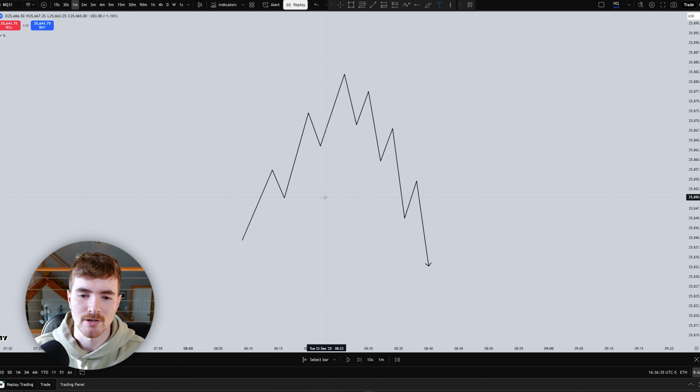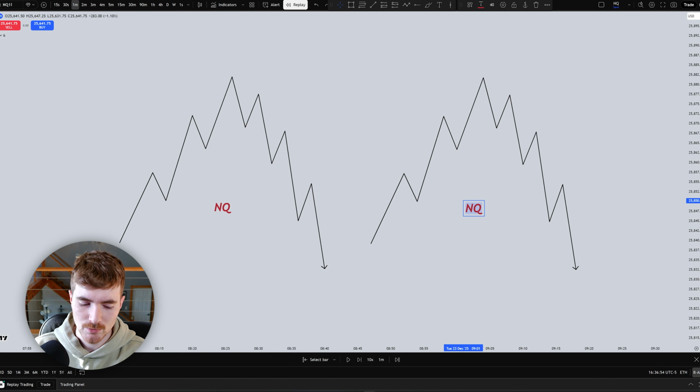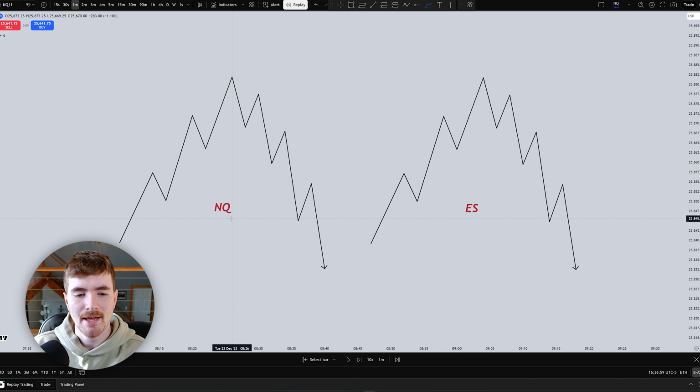SMT divergence is a very simple concept. Here I'm looking at a NASDAQ chart. And as you can see, I've copied this chart over here, and instead of labeling this NQ, I'm going to label it ES. The reason I'm doing this is because the NASDAQ and the S&P 500 move in a correlated pair, which means that when NQ moves higher, ES also moves higher.